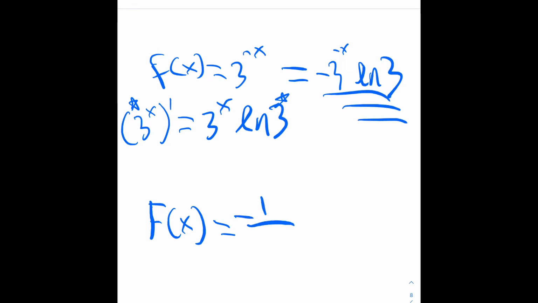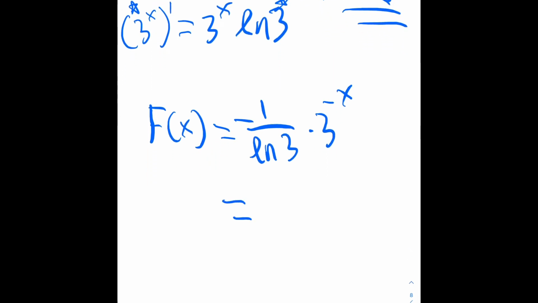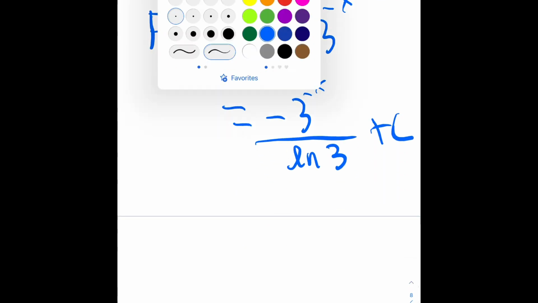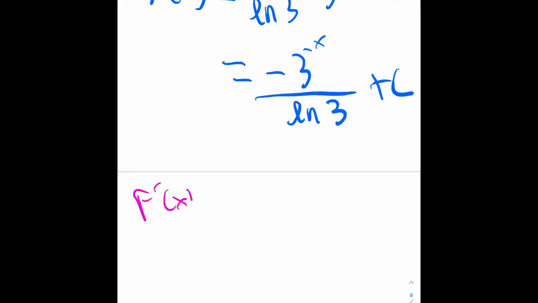I would say that I have, and then when you go ahead and simplify that, it equals negative 3 to the negative x all over natural log of 3, plus c. Again, we can always check our work. So if I think this is the answer, I'm going to say, all right, well, let's find the derivative of this function.